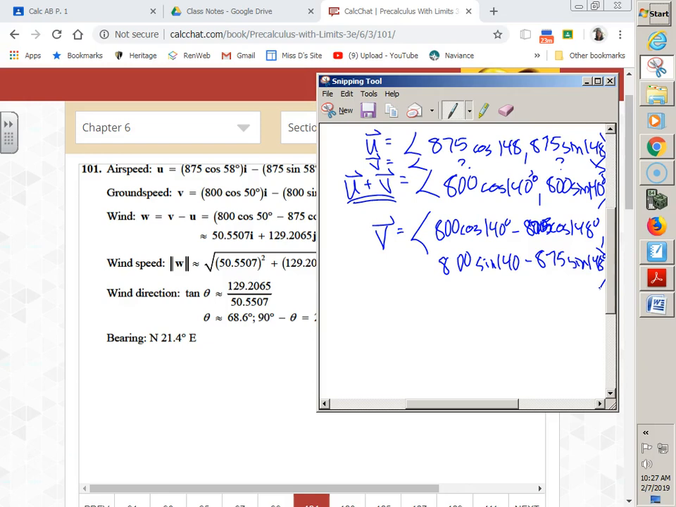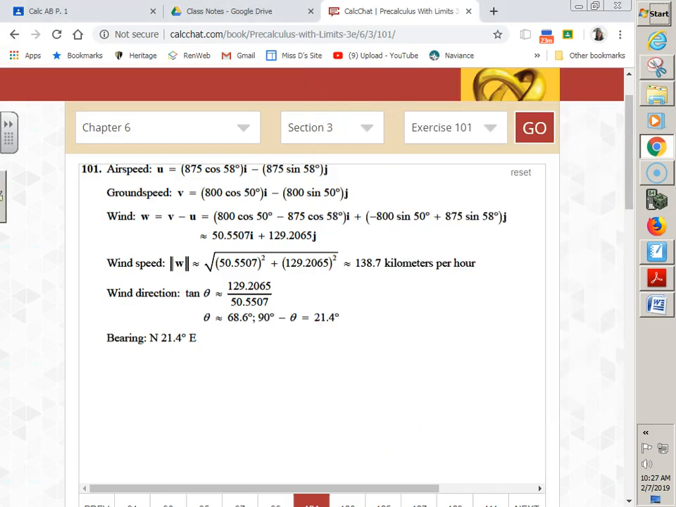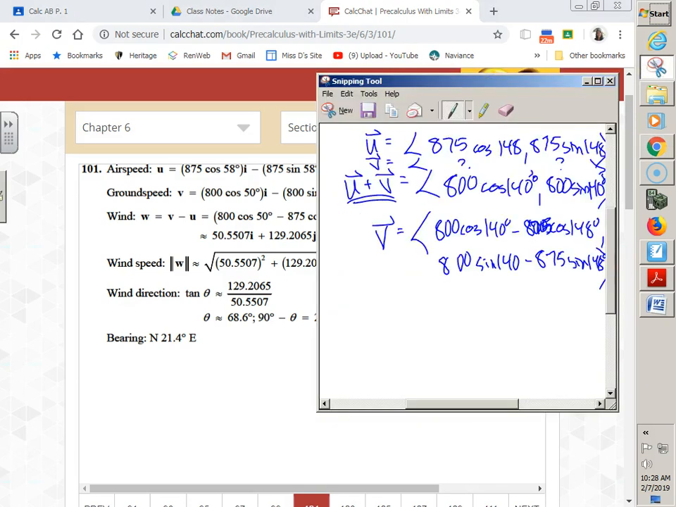So what did they end up getting for the wind after the subtraction, after taking away the overall minus the jet? Remember, their signs are weird because they were doing those little weird baby angles instead. They end up with 50.5507 and 129.2065. But the cool thing is, kiddos, once you get the components, isn't it just Pythagorean theorem? Isn't it just tangent inverse? If you do tangent inverse, you end up with 68.6, which the picture would have helped a little bit on in this one.